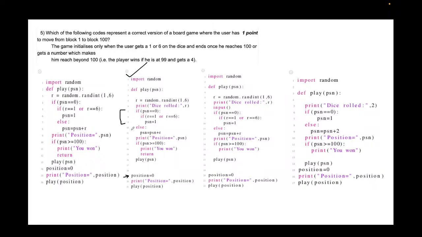Else we continue rolling the dice. Any random variable that is coming out of the dice roll, we update the position with that, incrementing with that R. And then we print the position every time. So if the current position is greater than or equal to 100, we win and the control returns. So that's how the game goes.